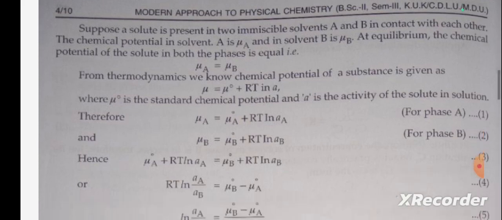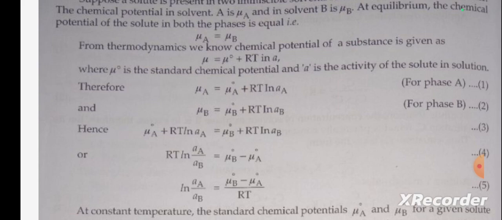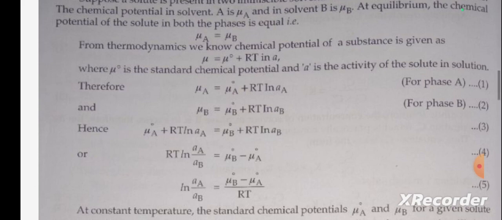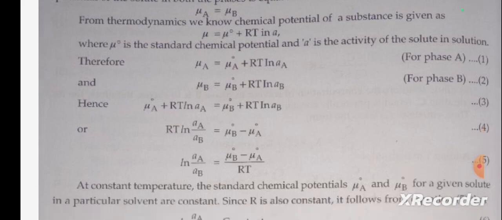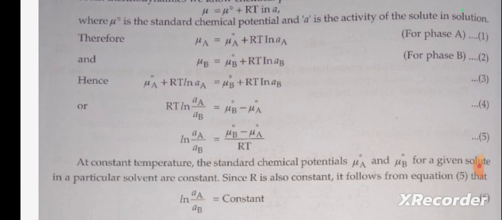From thermodynamics, we know the chemical potential of a substance is given as mu is equal to mu naught plus RT ln a, where mu naught is the standard chemical potential and a is the activity. Mu A is equal to mu naught A plus RT ln aA. Mu B is equal to mu naught B plus RT ln aB. Equating, mu naught A plus RT ln aA is equal to mu naught B plus RT ln aB. RT ln aA by aB is equal to mu naught B minus mu naught A, so ln aA by aB is equal to mu naught B minus mu naught A by RT.